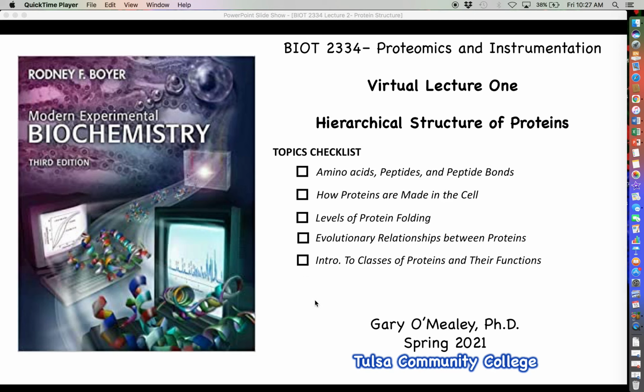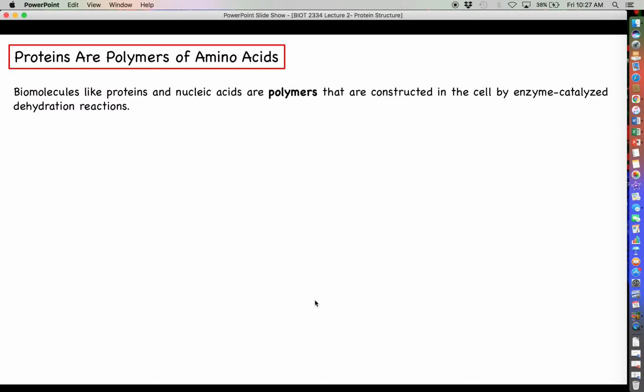So for now, let's go ahead and tackle the first topic on this checklist and start talking about how proteins are actually made up of amino acids. So the fact that a protein is a polymer of individual units, in this case amino acids, is not something that is unique to proteins.